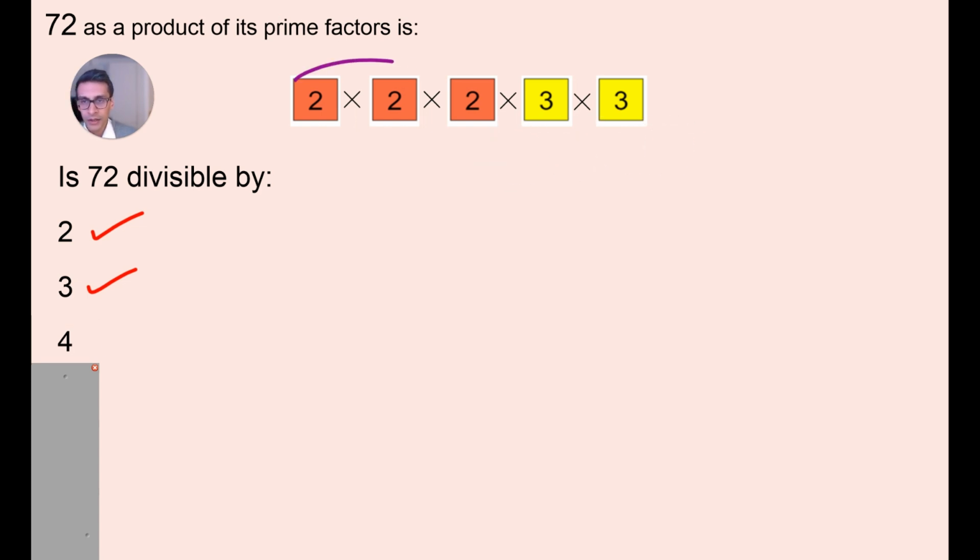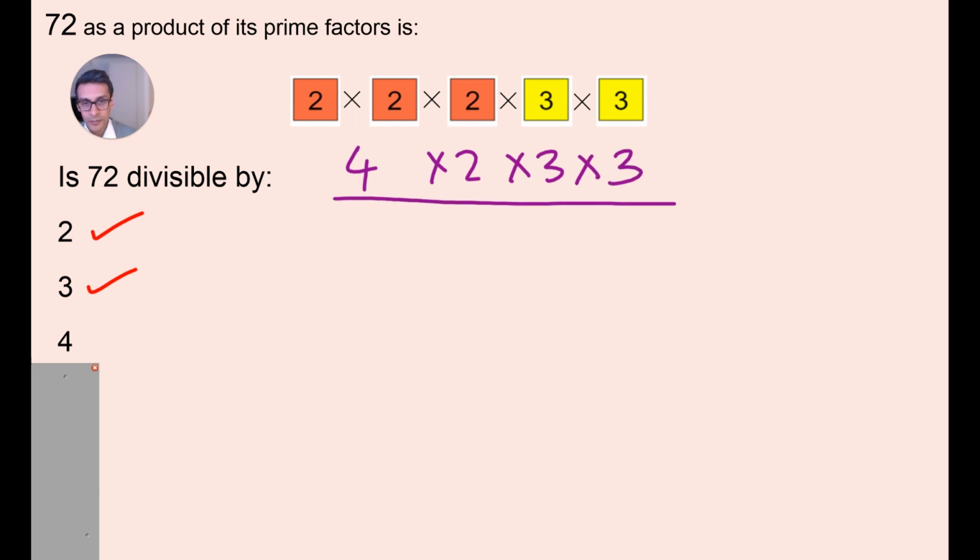Now, if you think about it, this here makes 4. So another way to write 72 is 4 times 2 times 3 times 3. Now this is not a product of prime factors because we now have a 4 here, but we can see that 4 goes into 72. So this just helps us visualize that you can make 4 with these factors. So 4 does go into 72.